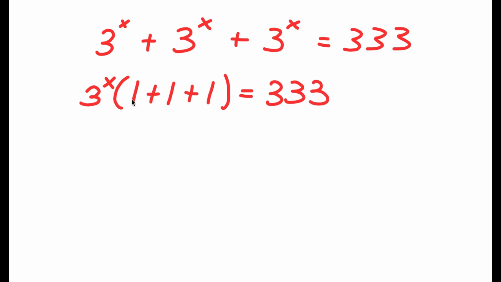Now, I'm going to solve what's in my parentheses. So I have 1 plus 1 plus 1, that's equal to 3. So now I get 3 to the power of x times 3 is equal to 333.